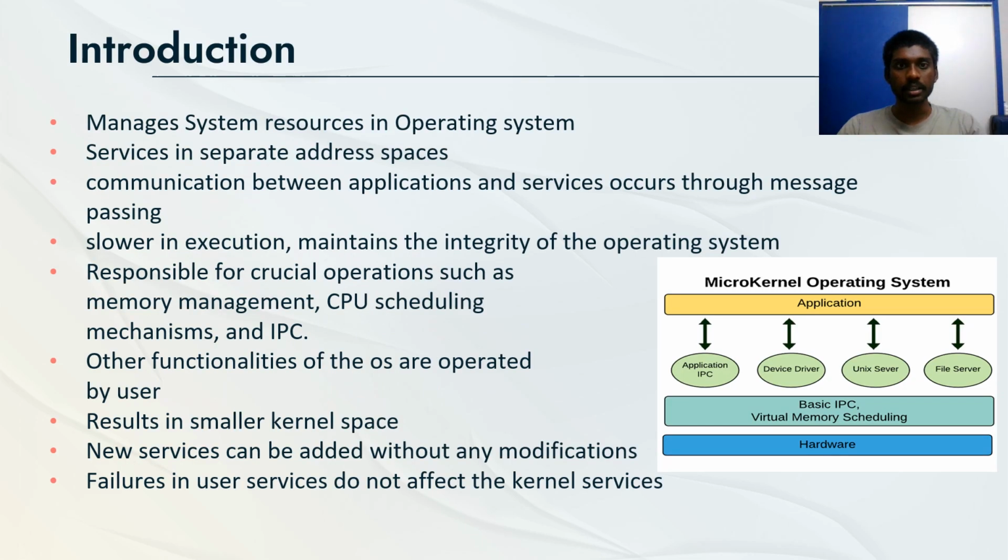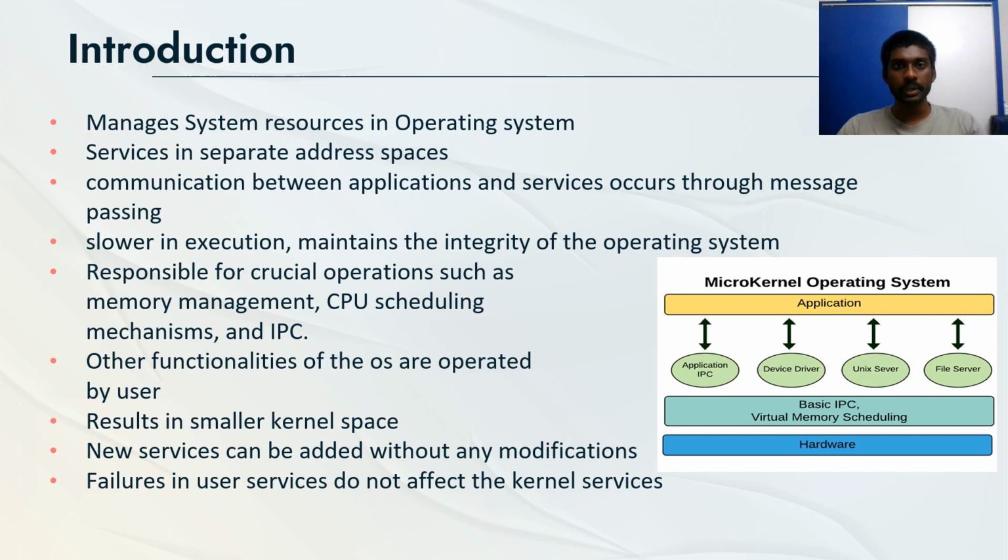Starting with the introduction. A microkernel is a type of kernel that plays a crucial role in managing system resources. What makes it different from other kernel architectures is its implementation of user services and kernel services in separate address spaces. By dividing these services into distinct address spaces, a microkernel ensures that failures in user services do not impact the kernel services. This separation provides a significant advantage in terms of system stability.